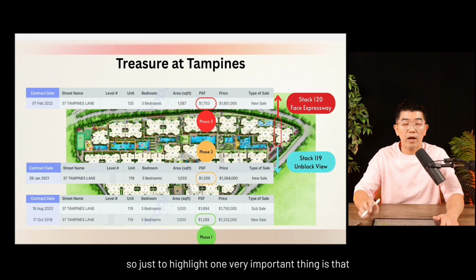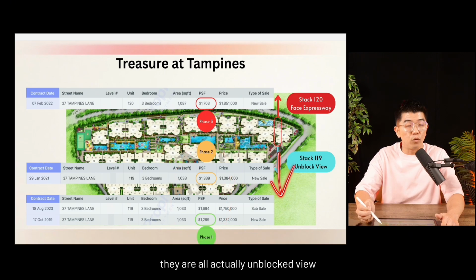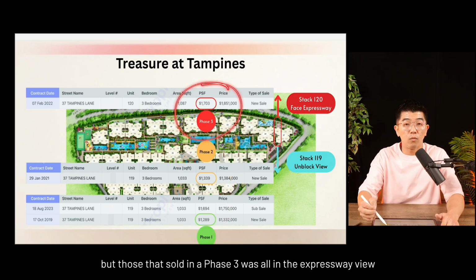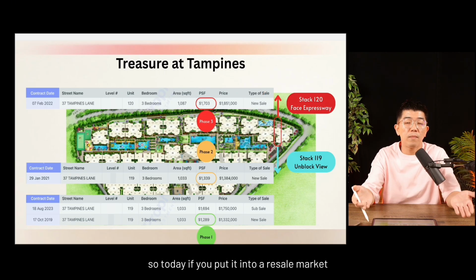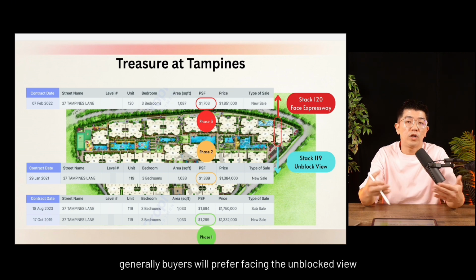So just to highlight one very important thing is that those that were sold in the phase 1 and phase 2 projects, they are all actually unblocked view. But those that sold in the phase 3 was all in the expressway view. So today, if you put it into a resale market, when you are facing the expressway versus facing an unblocked view, generally buyers will prefer facing the unblocked view.